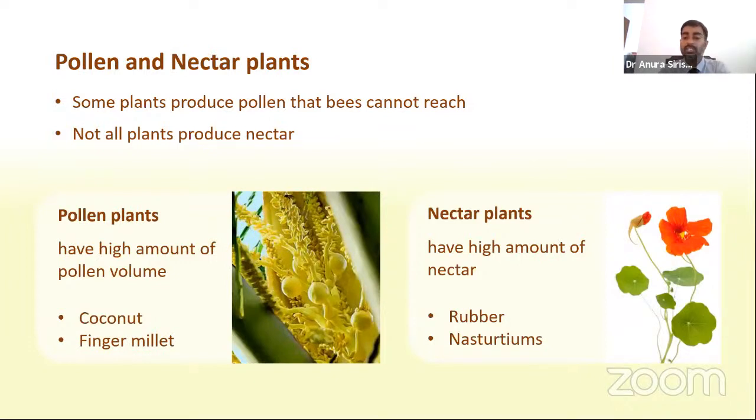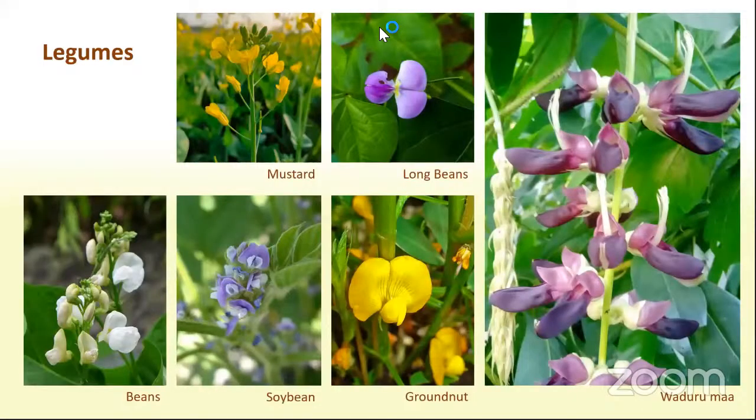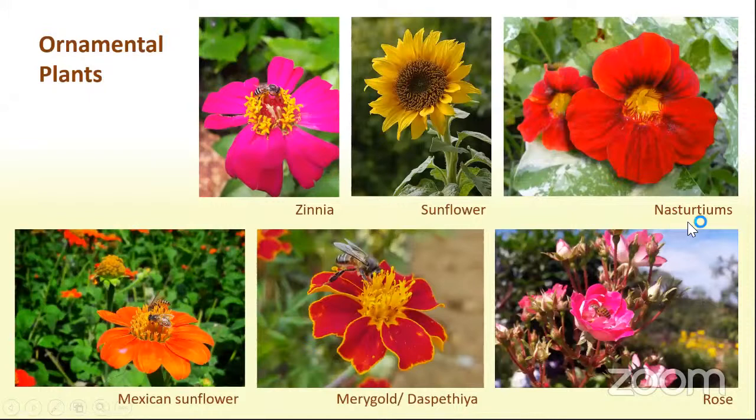Maize, finger millet, and sesame are very good bee plants. These are different bee plants we can find in our country: mustard, long bean, groundnut, soybean, and then ornamental plants. The senior is again a very good bee plant in our country. Then sunflower, nasturtiums, Mexican plant, marigold, rose, and lots of weeds. This Antigona you can see on the roadside. It's a very good bee plant.